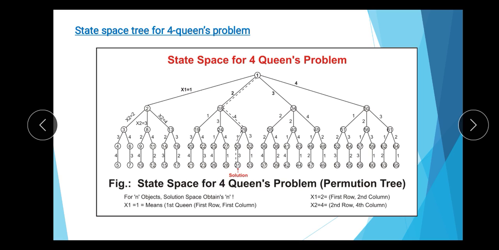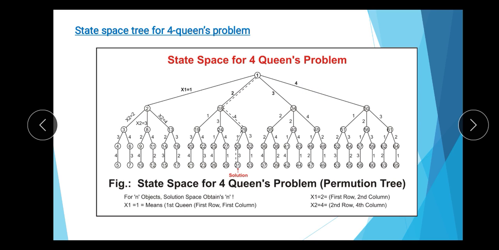Now we check how the state space tree works for the four queens problem, or how it will be drawn for the four queens problem. In this state space tree, the root node, that is the first node, is nothing but an empty chessboard. In that empty chessboard, till now we are not placing any queen. Now these are the four branches of this first node, and these four branches are nothing but the four columns of the first row. X1 equals 1 is nothing but the first row, and all these four branches are column number 1, column number 2, column number 3, column number 4 of the first row.